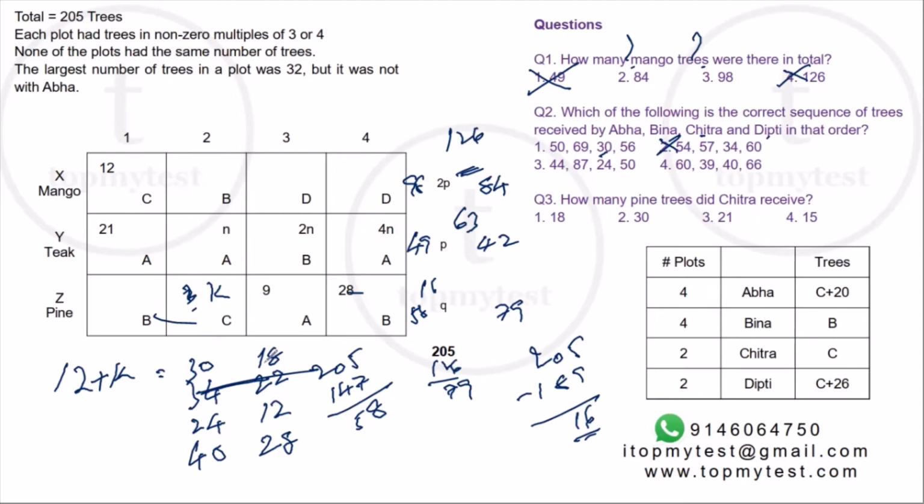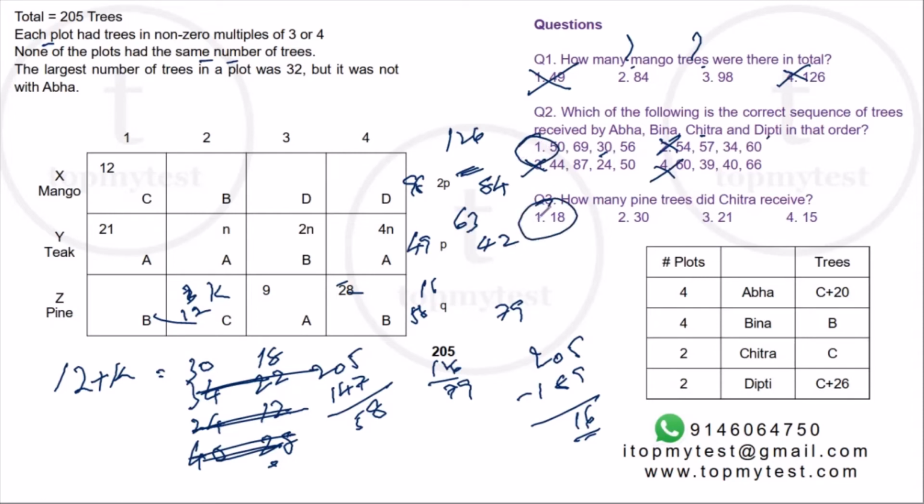Now if I put this as 12, then these two plots, X1 and Z2, have the same number of trees, but it is not possible. None of the plots had the same number of trees. So 24 is also out. Similarly, if I put 28, then the number of trees in Z4 and Z2 will be the same. So this is also out, right? So the only scenario possible is the first case, and the number of trees will be 18.